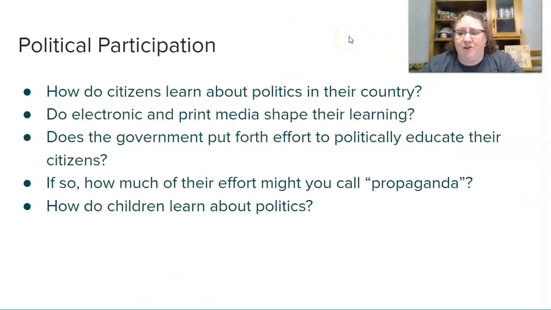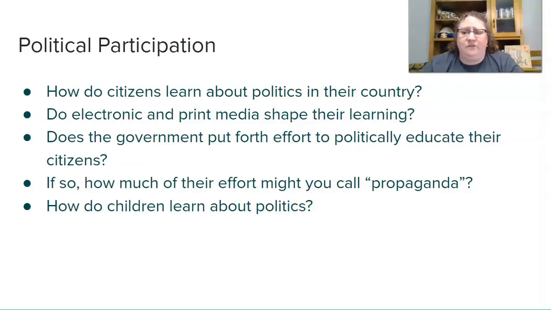So, political participation. This is our next part. We've already trained up our citizens. They know what our country believes. People are learning what they believe. And that's actually our first question: how do citizens learn about politics in their country? That's something we've already talked about. It can come from your family. Media, of course, is a fantastic source. Education. Also your religion, your gender, your ethnicity, all of those things can play a role as you develop your political ideology.